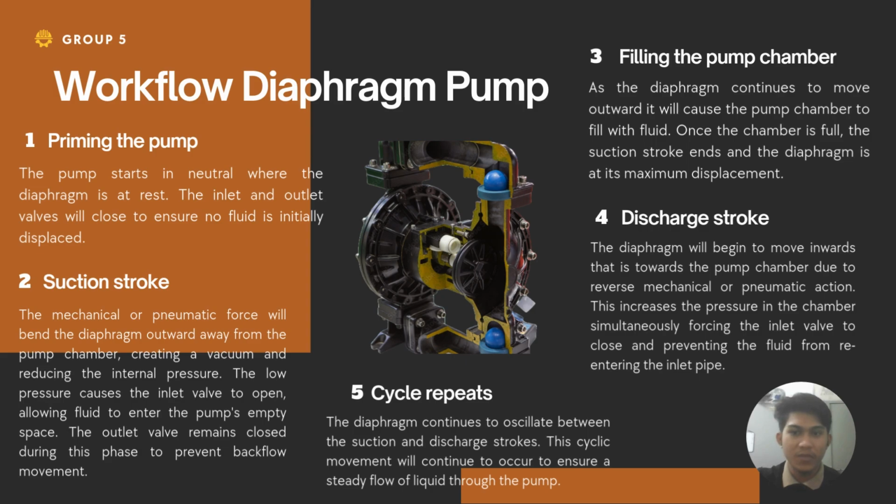The diaphragm then begins to move inward, toward the pump chamber, due to the reverse mechanical or pneumatic action. This increases the pressure in the chamber, forcing the inlet valve to close and preventing the fluid from re-entering the inlet pipe. The increasing pressure causes the outlet valve to open, allowing fluid to flow out of the pump chamber. Lastly, the diaphragm continues to oscillate between the suction and discharge strokes. This cyclic movement ensures a steady flow of liquid through the pump.